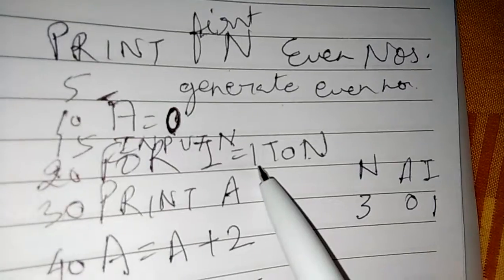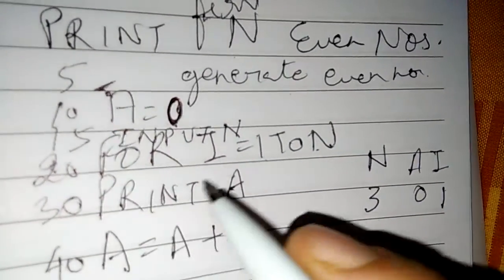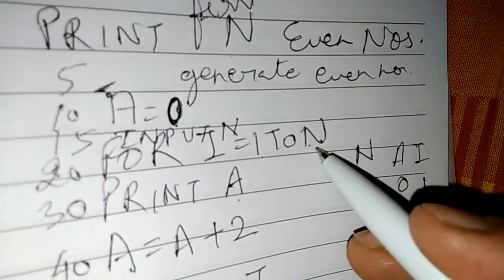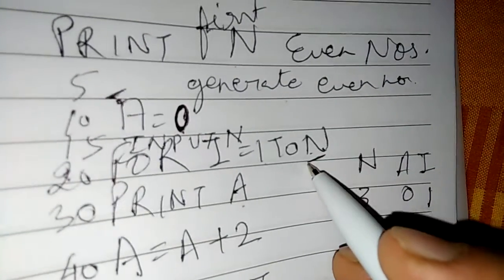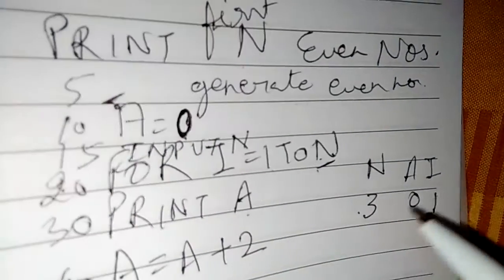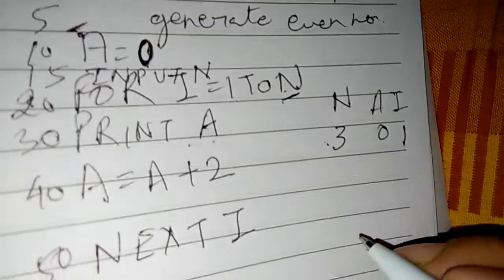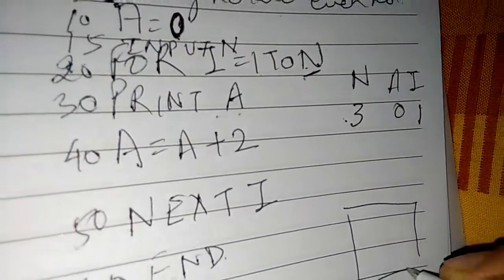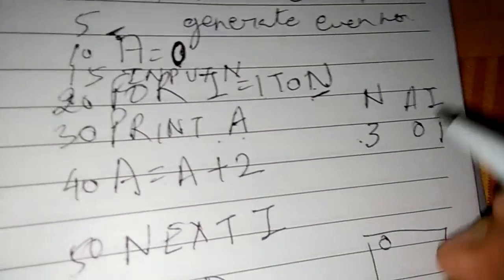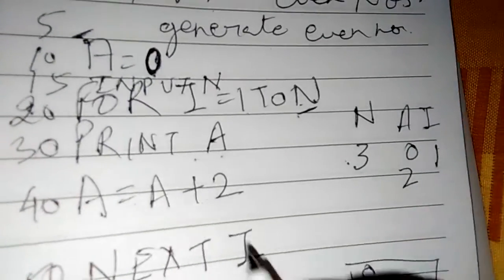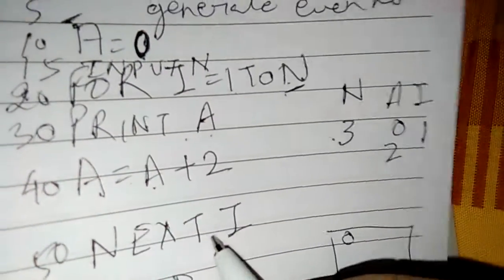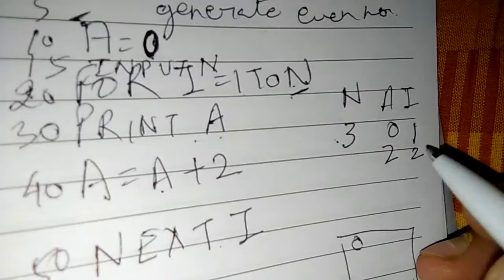So when i is 1, it will check the condition whether i is less than or equal to 3 or not. It is true, so it will come inside the loop, and in the output window it will print a, the value of a is 0. Then a will be increased by 2, a will become 2, 0 plus 2 is 2, and then next i will be 2.